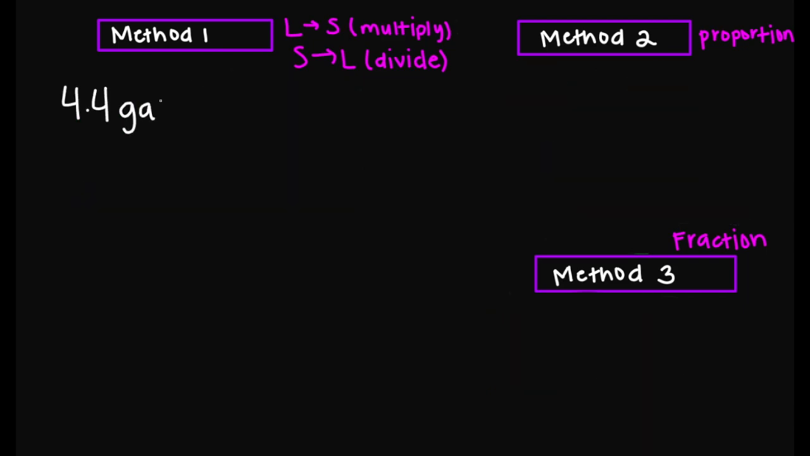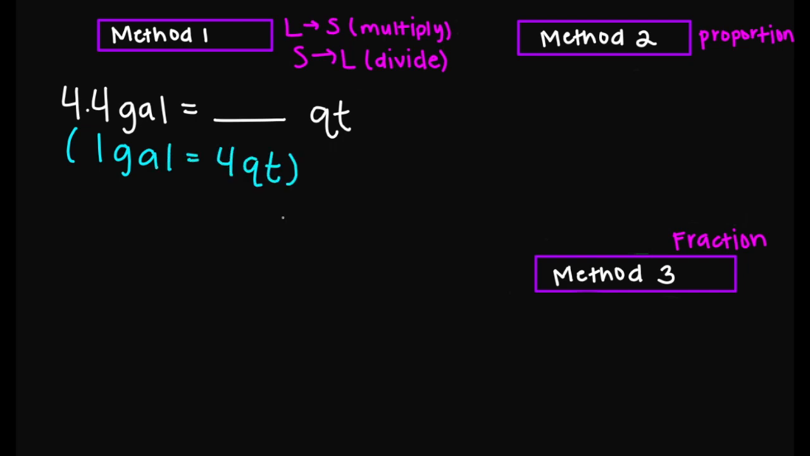4.4 gallons equals how many quarts? Our conversion factor is going to be 1 gallon equals 4 quarts. And because we're going from a larger unit to a smaller unit, I need to multiply. So we're going to multiply 4.4 times 4, because 1 gallon is going to give me 4 quarts. So 4.4 times 4 is going to equal 17.6. So 4.4 gallons equals 17.6 quarts.